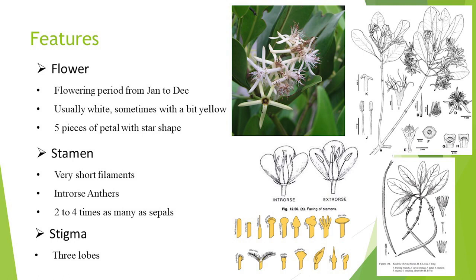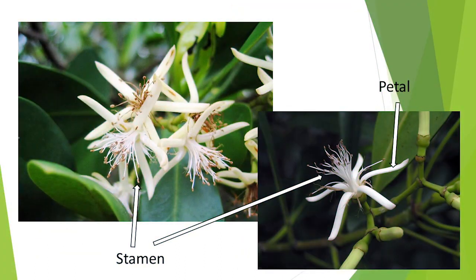There will be 5 petals in a star shape for the flower, and besides the stigma, it has a very short filament with an introrse anther, which means the anther faces toward the stigma, and it is 2 to 4 times as many as the sepals. For the stigma head, it is in a 3-lobed shape. So here you can see the stigma and also the petals.